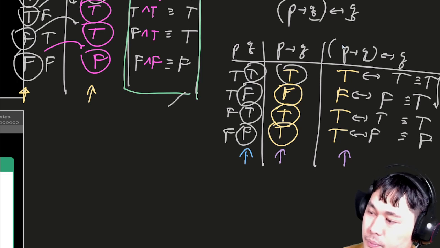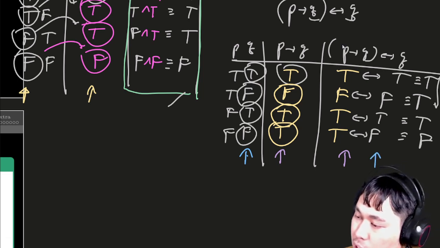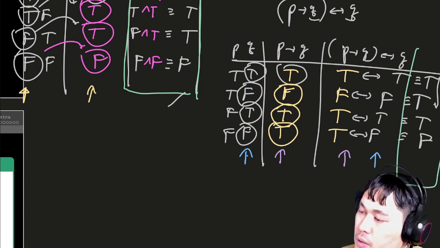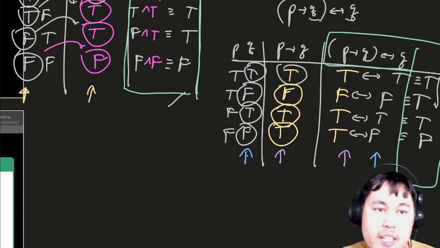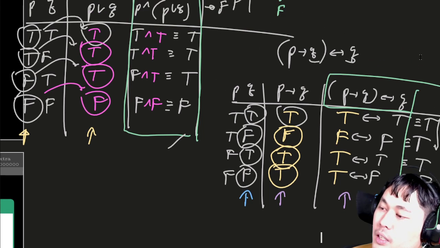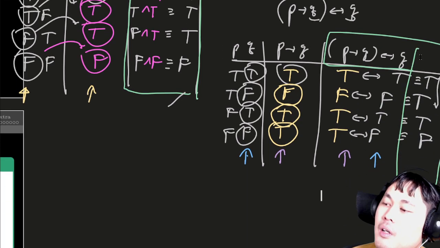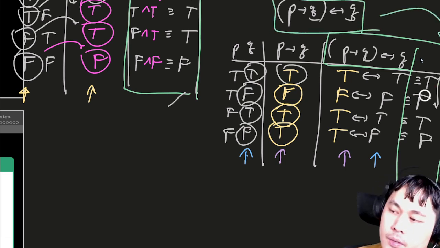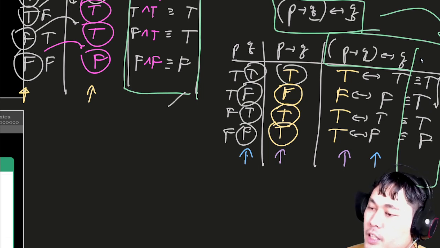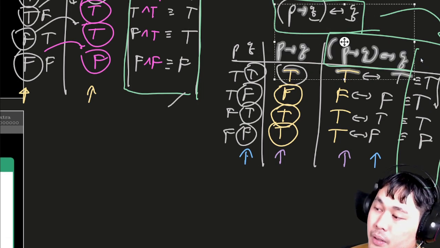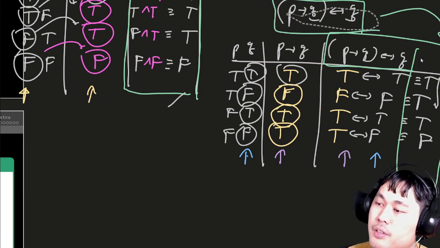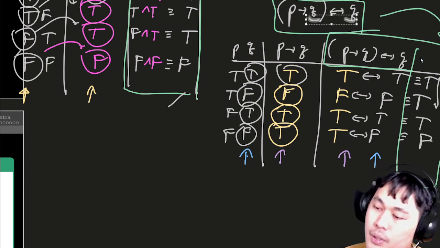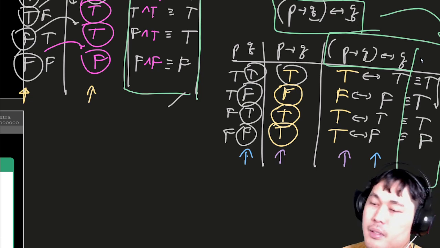Oh, my bad. That should be this one. And so this is the result that we want. This is the truth table for this compound statement. If P is true, Q is true, then this statement is true. If P is true, Q is false, then this statement is false. If P is false, Q is true, then this statement is true. And if they are both false, then the statement is true.